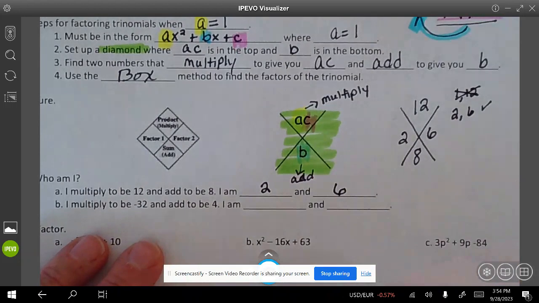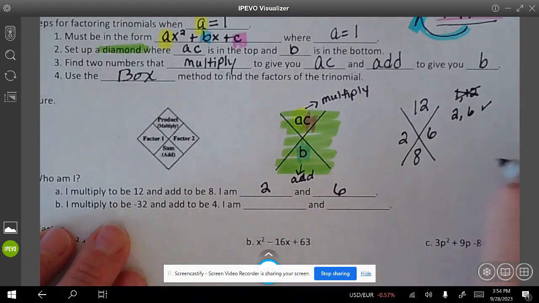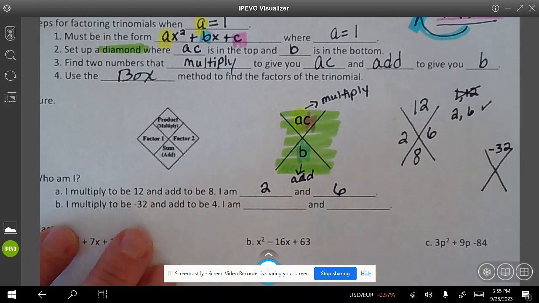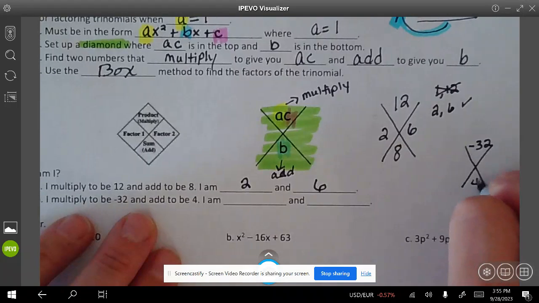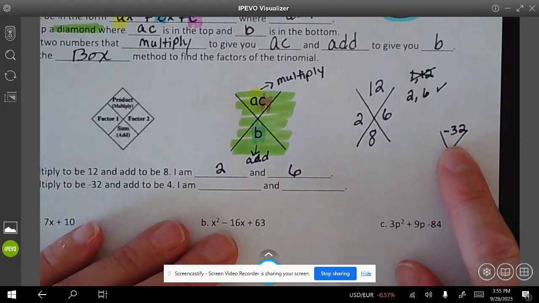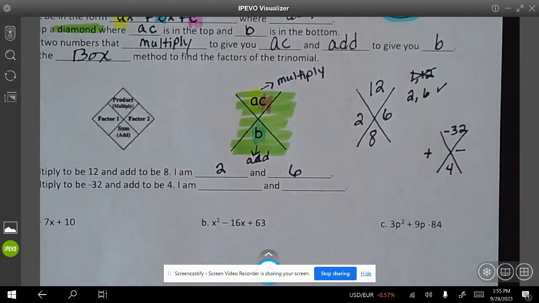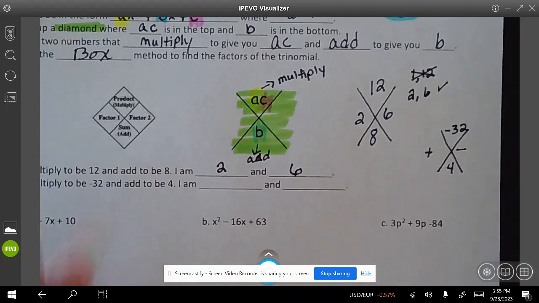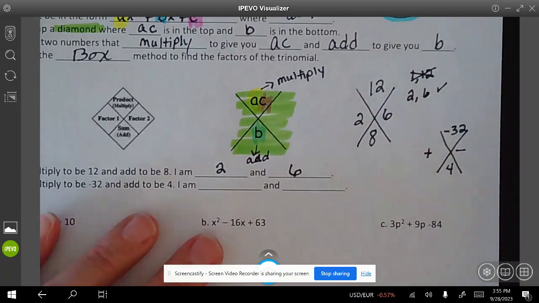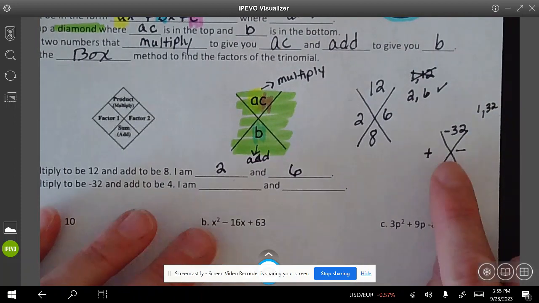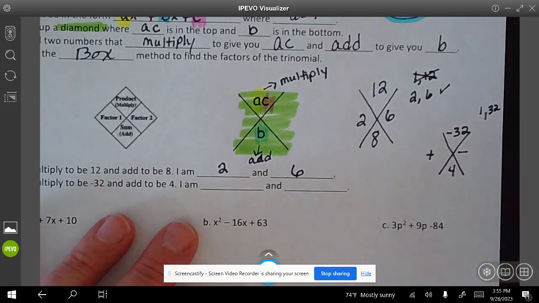Okay, let's try another one. I multiply to be negative 32, so remember that negative 32 goes in the top. I multiply to be negative 32 and add to be 4. Now, if you multiply to get a negative number, that means one of these is positive and one of them is negative, because positive times negative gives you a negative. Now I'm coming up with two things that will multiply to give me negative 32. Let's start with 1. 1 and 32. With this being a plus and a minus, I'm going to have to subtract these to come up with this number. 32 minus 1 is not 4, so that doesn't work.